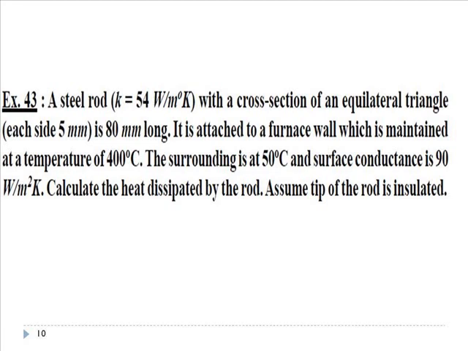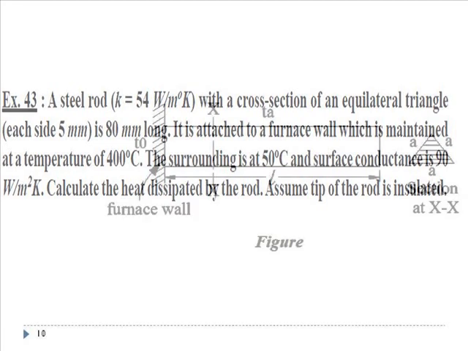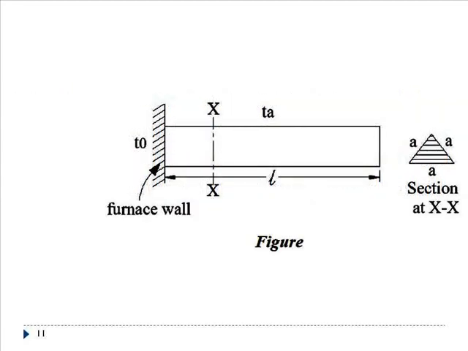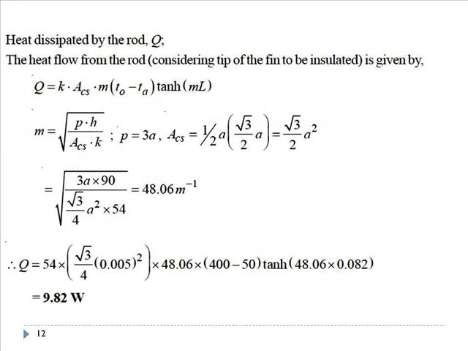So now let's solve the problem. This figure is the pictorial representation of the data. The cross section is triangular with side dimension A, the length is L, the surrounding temperature is Ta, and the base temperature is T0. Now we try to solve the problem. When this kind of numerical is asked, first try to plot what is given and what you have to find out.